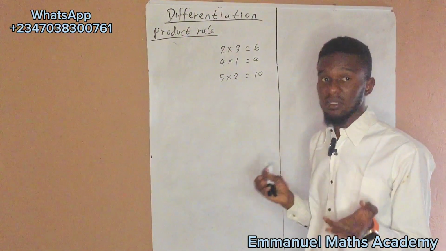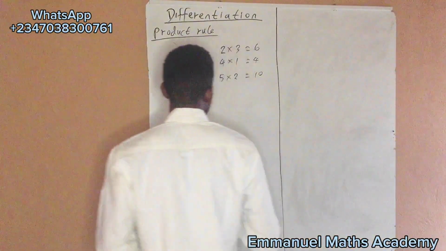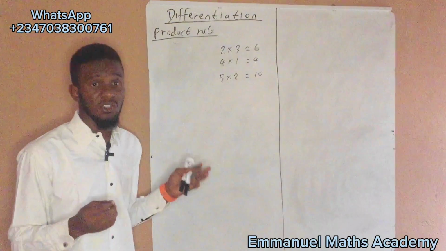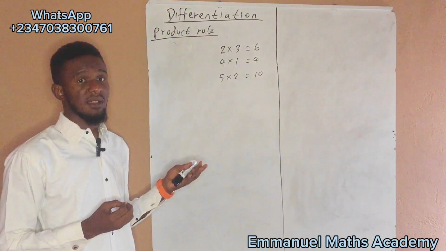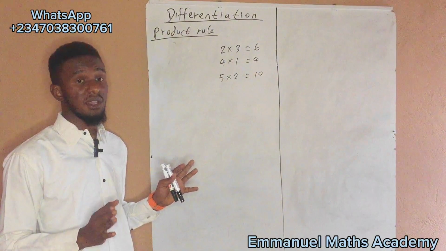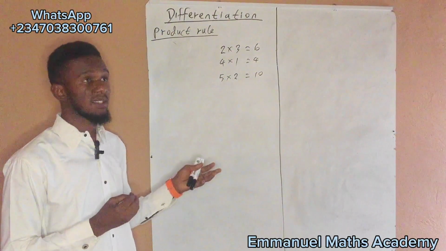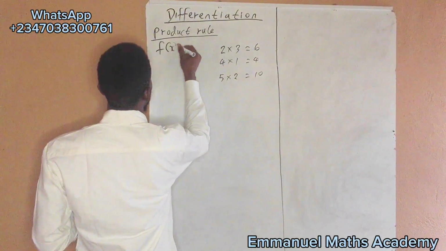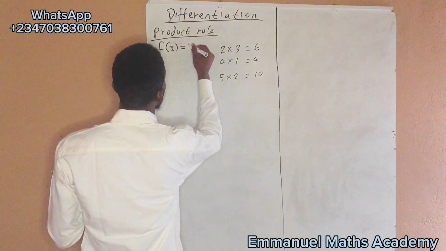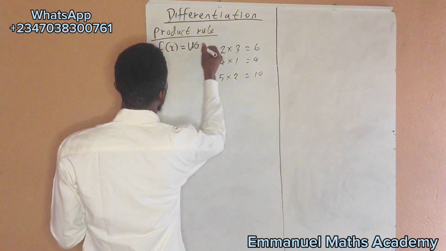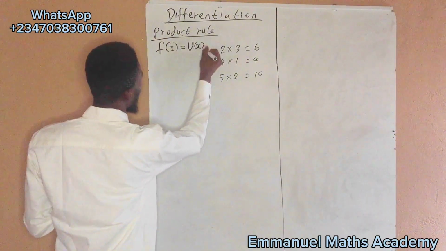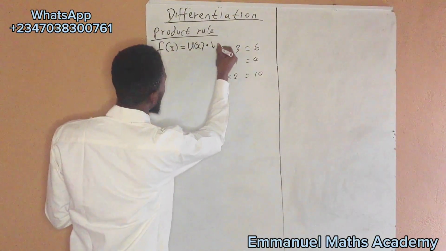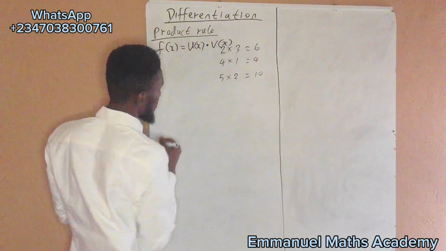So on that note, the product rule of differentiation is used when we are given two functions that are multiplying each other. Now, let u and v be differentiable functions of x, given by f of x equal to u, a function of x, times v, also a function of x.